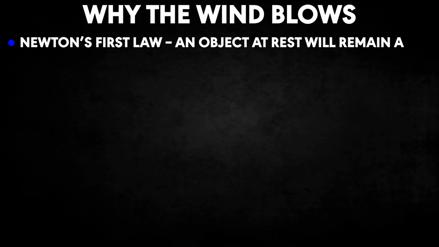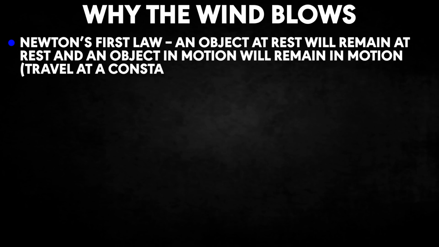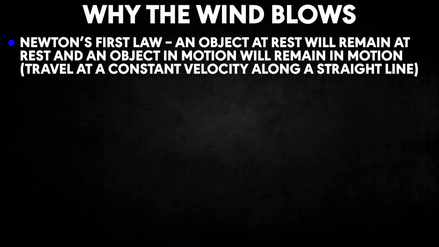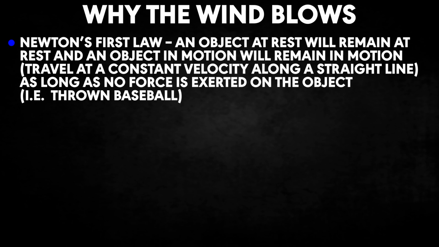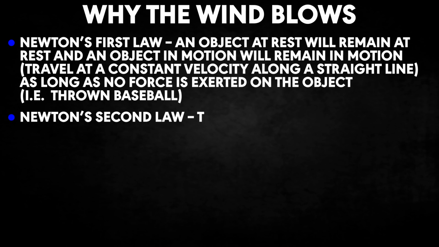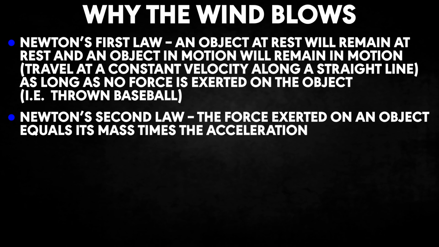Why the wind blows. Newton's first law: an object at rest will remain at rest, and an object in motion will remain in motion, traveling at a constant velocity along a straight line, as long as no force is exerted on the object, like a thrown baseball. Newton's second law: the force exerted on an object equals its mass times the acceleration produced, F equals m multiplied by a.